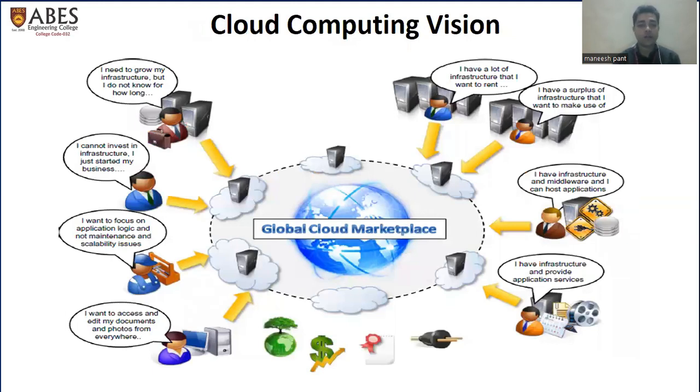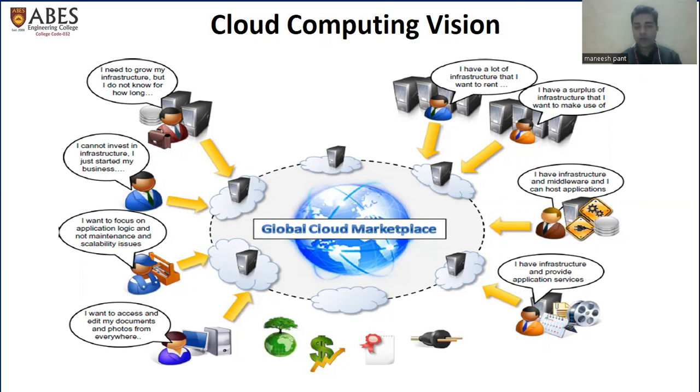This is the cloud computing vision. Now there are two types of people here. There are four people on the left side and four people on the right side, representing two kinds of people. On the left, the first person is saying, I need to grow my infrastructure, but I do not know for how long. The second person on the left is saying, I cannot invest in infrastructure. I just started my business.